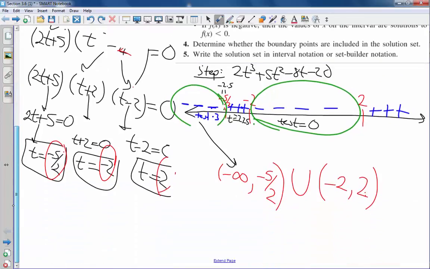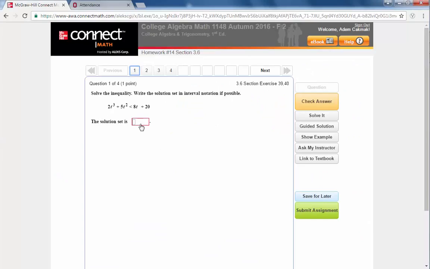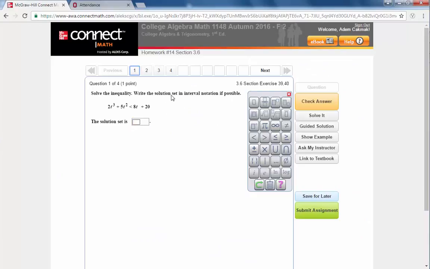So far, so good. Any questions? All turned out to be excluded, and this is our final solution. These are the regions we are supposed to type in. Write the solution in interval notation, yeah.